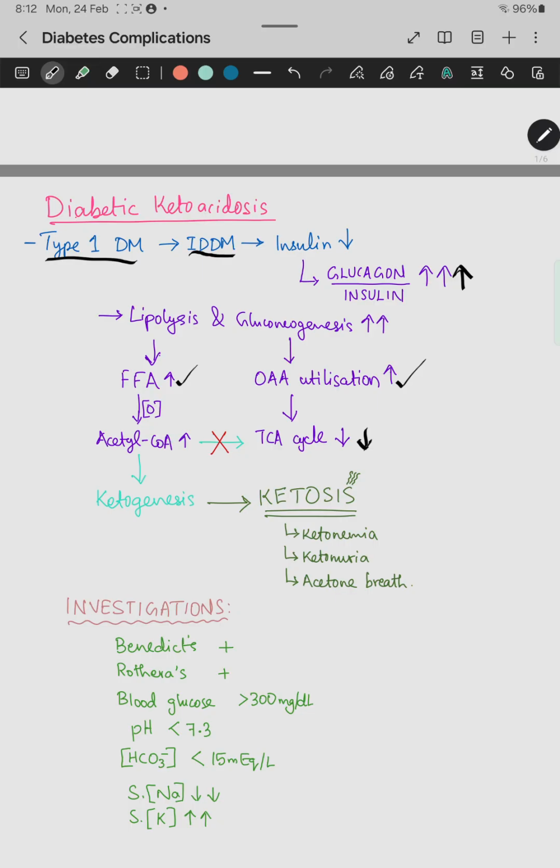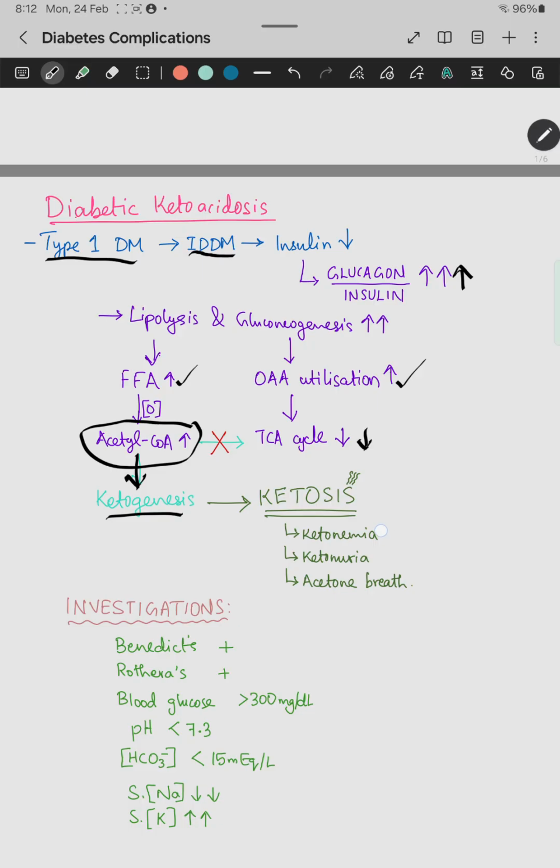As the acetyl CoA is more in amount but the TCA cycle is inhibited, this acetyl CoA will go into ketogenesis. As we all know, acetyl CoA is the substrate for ketone body synthesis, and so acetyl CoA enters ketogenesis, and it manifests as ketosis because of the production of excess ketone bodies in the body.